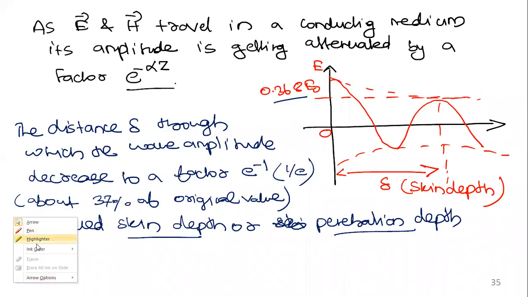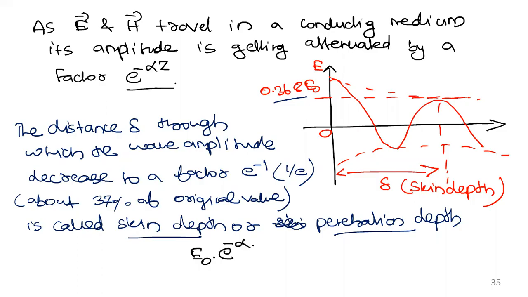So we understood that skin depth is the distance that the wave is traveling. You know that the wave is propagating, so the equation will be E0 e raised to minus alpha into delta. Like Z will become delta value, right? This distance is delta, so that is equal to E0 into e raised to minus 1. So we can say delta is equal to 1 by alpha. So this is the value of skin depth.